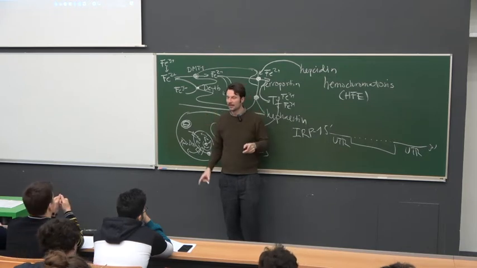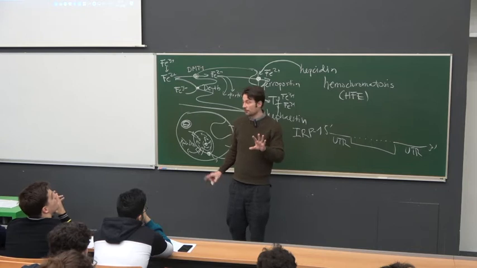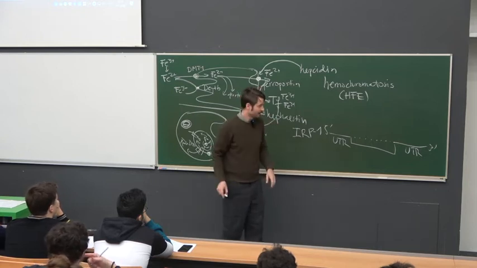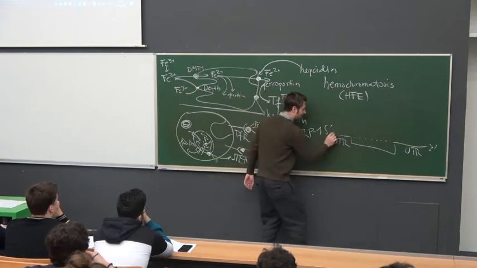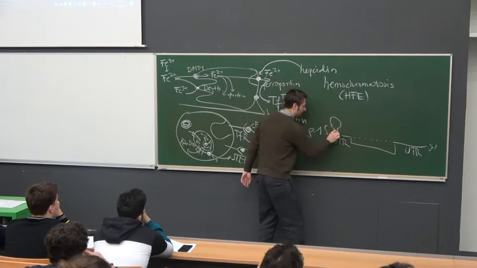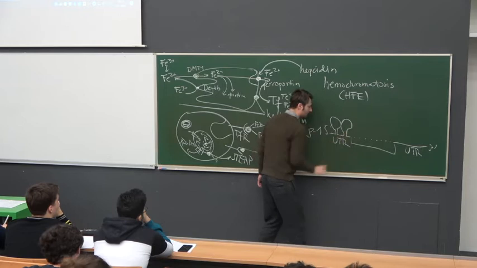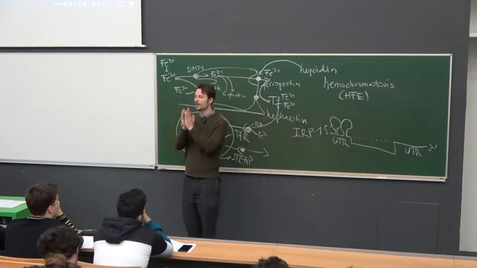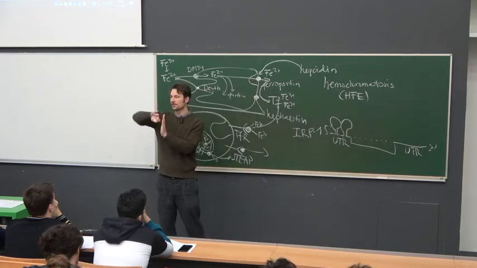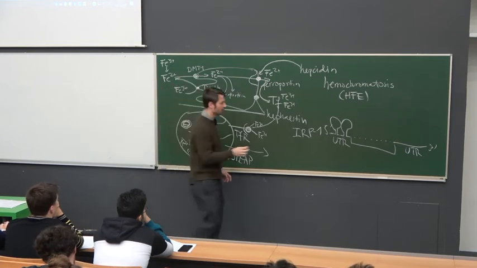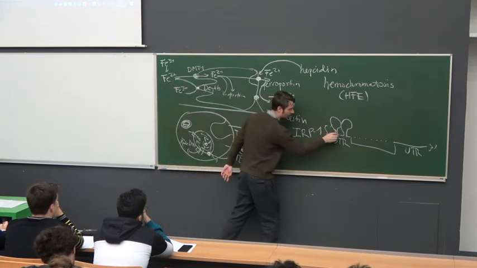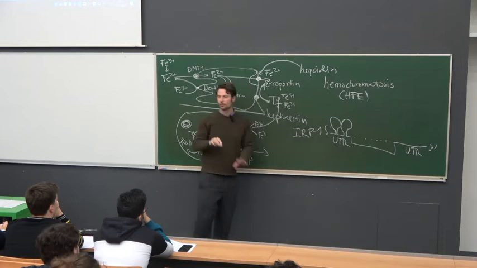All right? Now, some genes for some proteins, and I'll tell you which ones in a second, have in their mRNA sequence sequences that form these hairpin loops, these strange loops. Okay, that's because these sequences can pair up and form these loops.